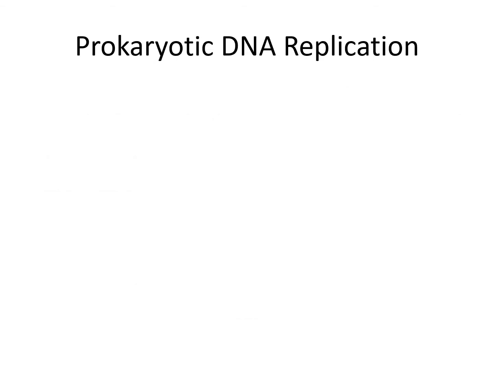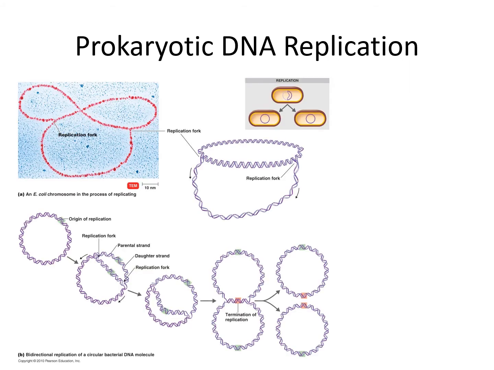Prokaryotic DNA replication is a little bit different than eukaryotic replication, and that's mainly because of the shape of the chromosome. Prokaryotic chromosomes, if you remember, are circular. So they are circular chromosomes as opposed to eukaryotic chromosomes, which are linear. The other thing about the prokaryotic chromosome is it has one origin of replication, so one sequence of DNA that tells the enzymes where to start replicating the chromosome.